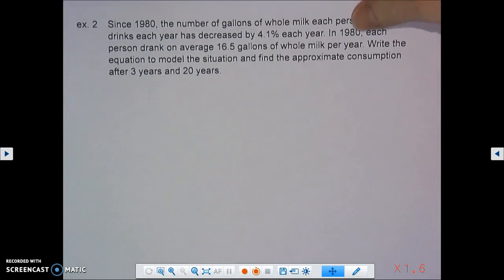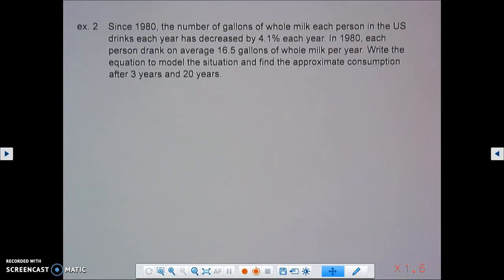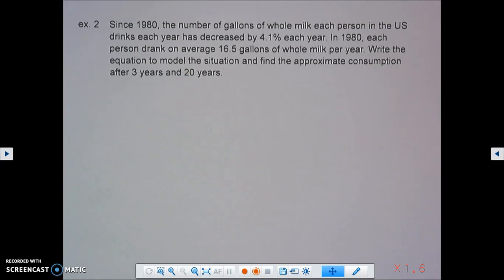Okay, let's look at a slightly different one. It's not talking about money. Money, we all like money. It's very typical examples, but it's not always the only type of example we'll see. So here's another one. Since 1980, the number of gallons of whole milk each person in the U.S. drinks each year has decreased by 4.1% each year. In 1980, each person drank on average 16.5 gallons of whole milk per year.